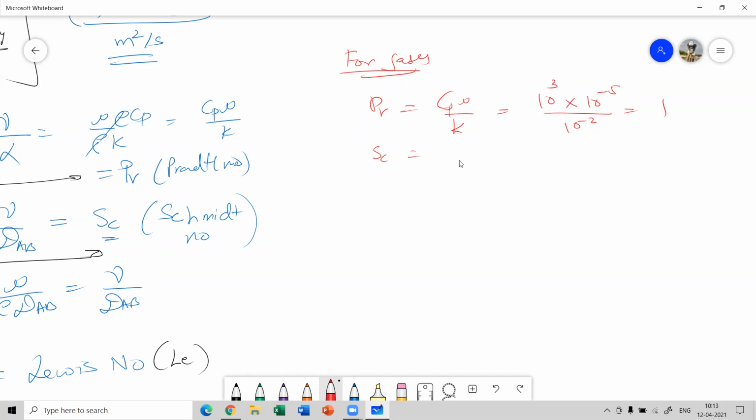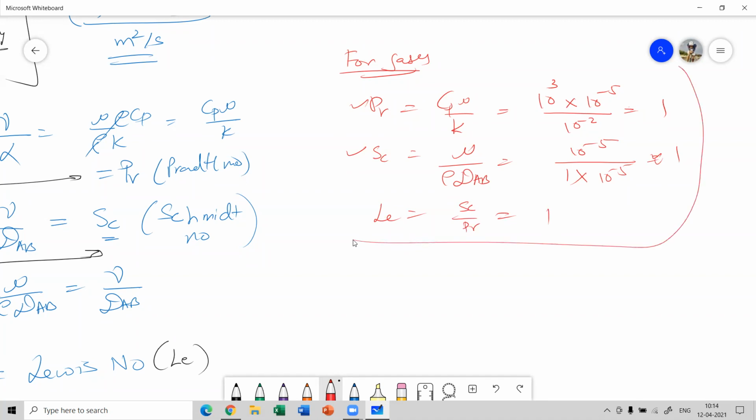Similarly, Schmidt number, mu by rho DAB. So viscosity 10 raised to power minus 5. Density is normally considered as 1, and diffusivity again 10 raised to power minus 5. So it's approximately equal to 1. So in general, remember this, for gases, Prandtl number and Schmidt number are 1, and Lewis number is again the ratio of your Schmidt to Prandtl. So Lewis number is also equal to 1. So for gases, all these three terms are approximately equal to 1.